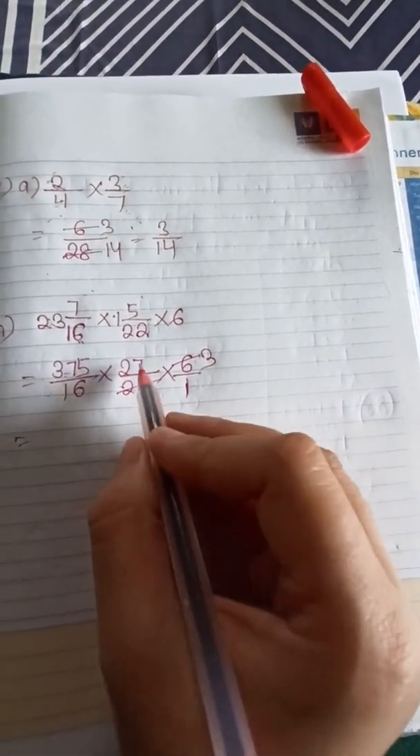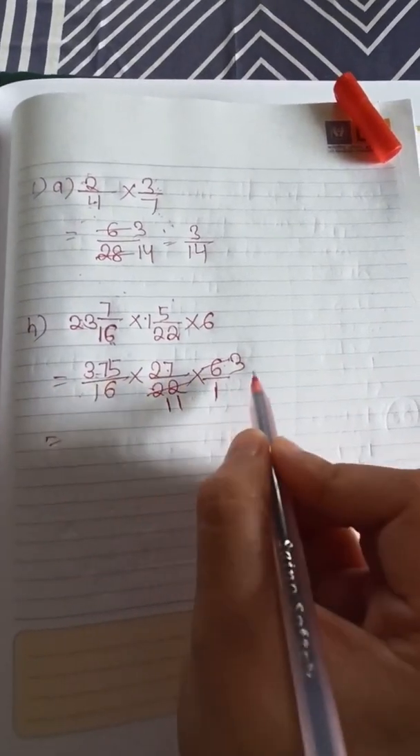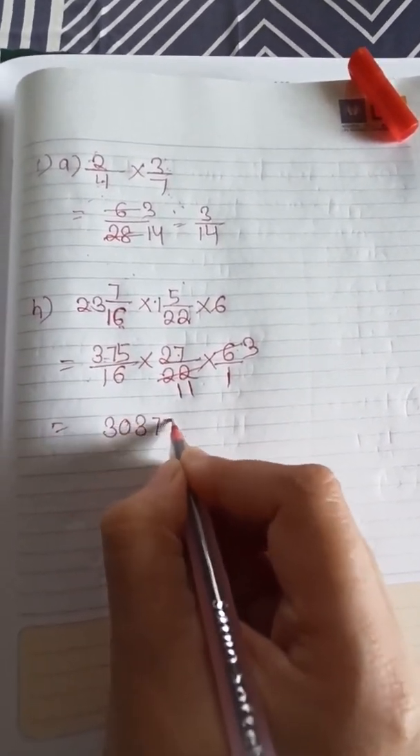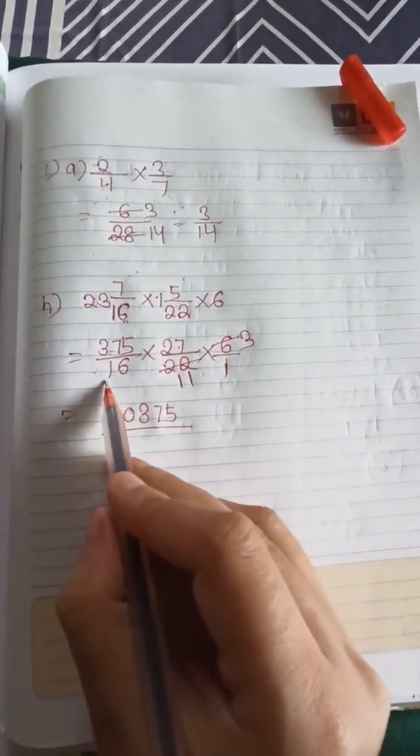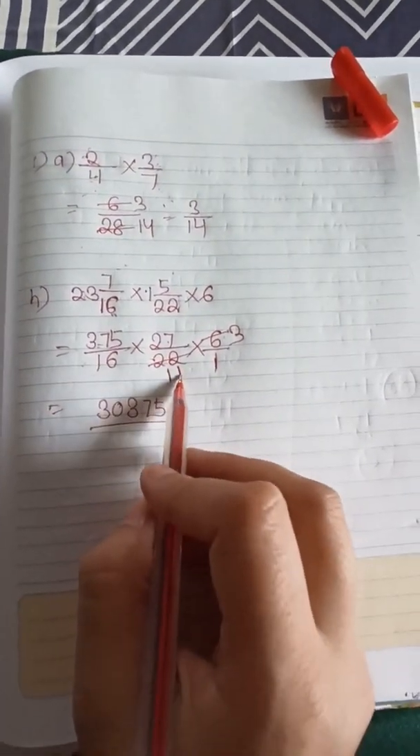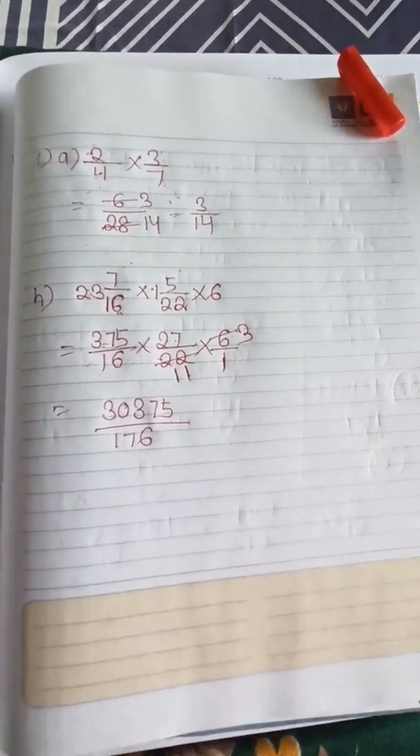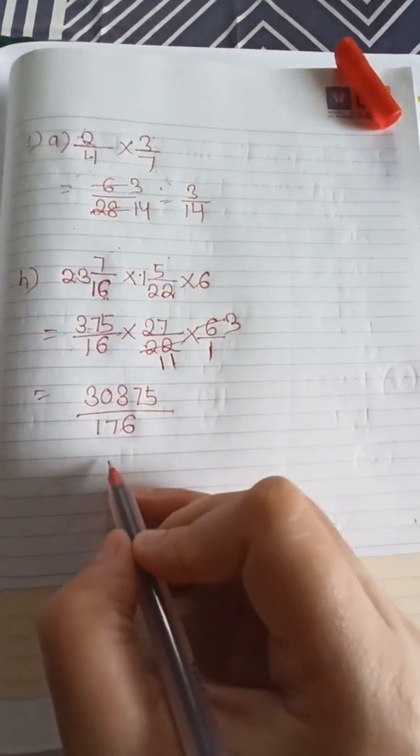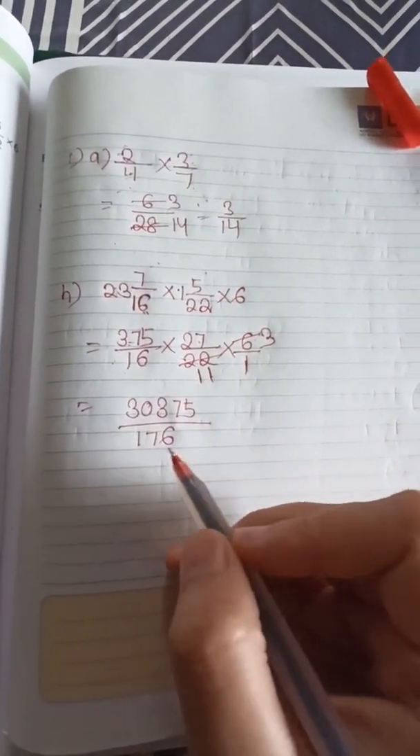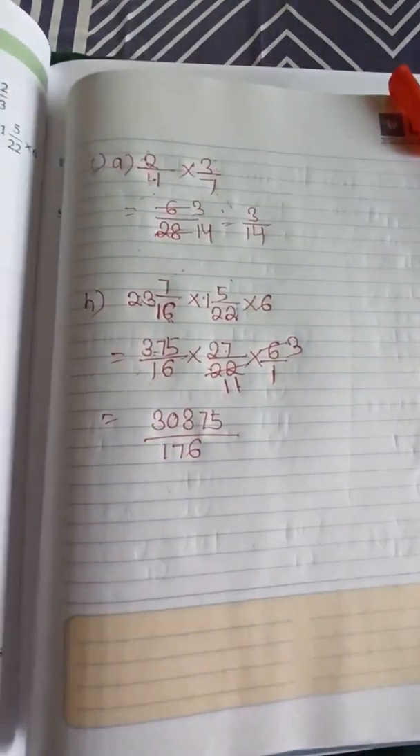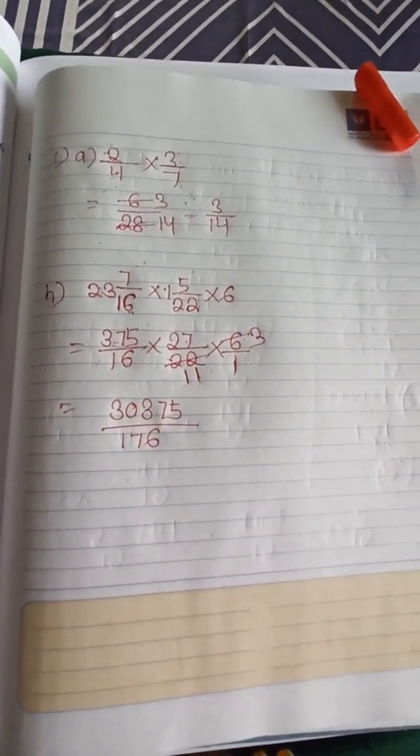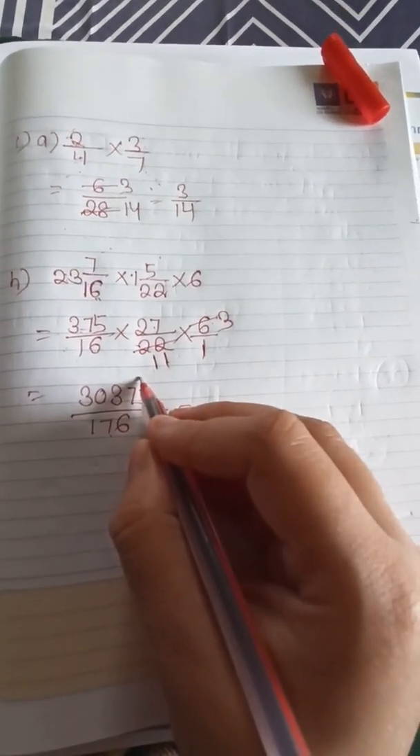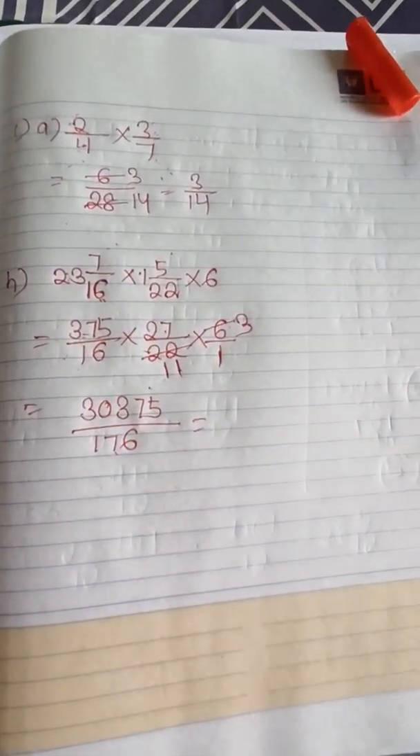Multiply the numerator: 375 into 27 into 3. After multiplying the numerator you will get 30375. Now multiply the denominator. After multiplying the denominator you will get 176. Now you have to see whether this can be converted into simplest form or not. It cannot be converted into simplest form, so we have to divide it.